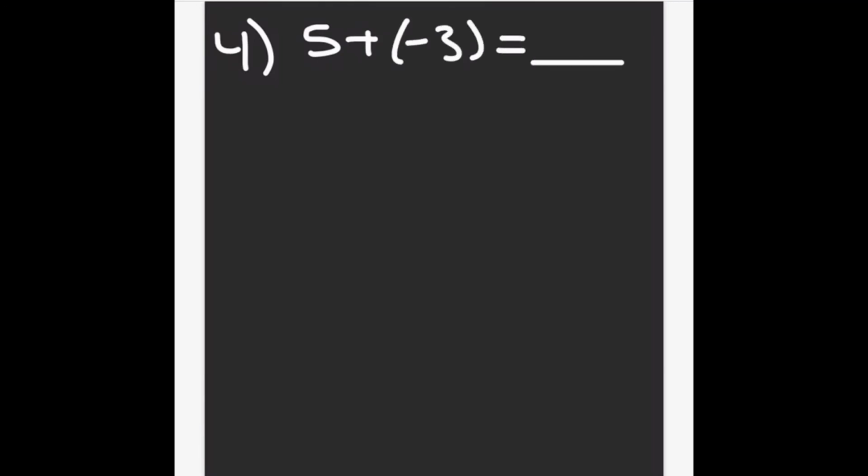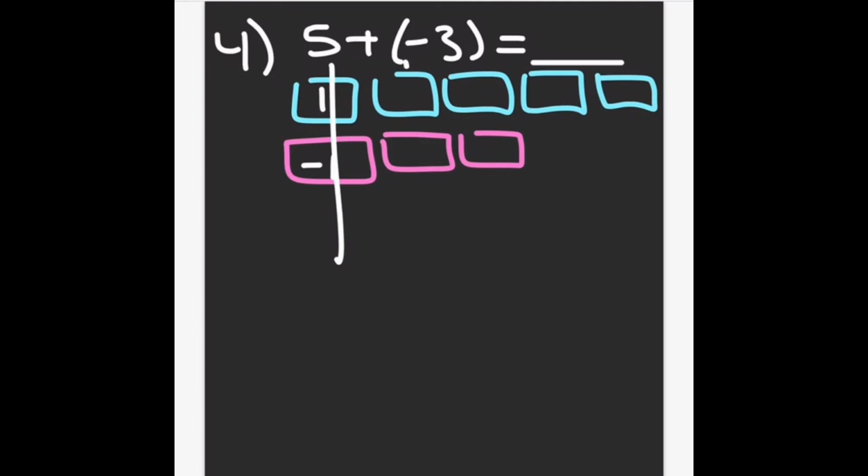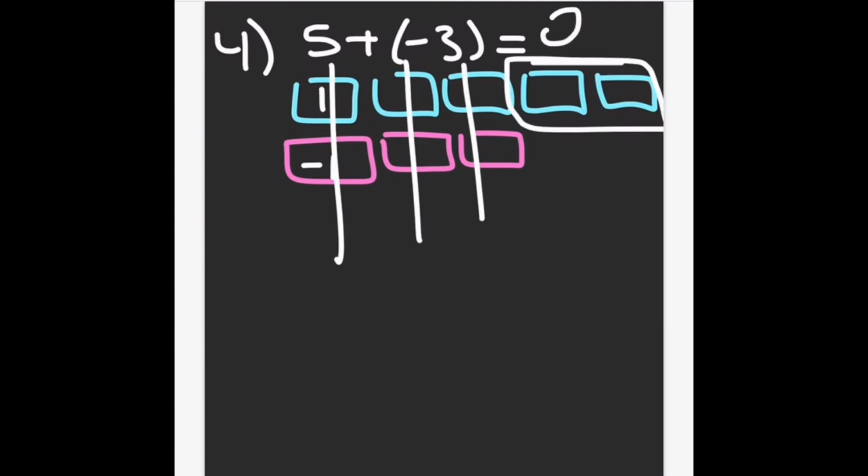So let's do one more example. Let's do 5 plus -3 equals. Again, we're going to start with the positive. So we have 5 positive blocks. Then we have 3 negative blocks. Remember, a -1 and a positive 1 just cancel out. That's a 0. Same thing goes here, cancel out. I am left with just 2 blocks, and they're positive, so my answer is positive 2.